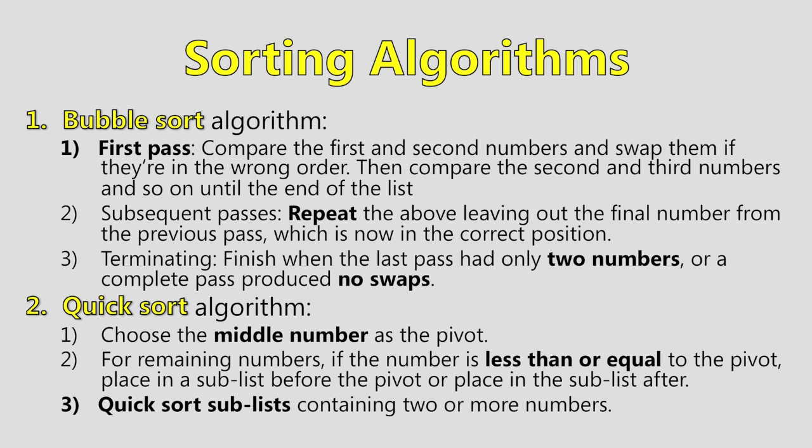Basically, even if there are no swaps, you keep going until you get to a number that you need to swap, so that in each pass the last number will be in the right place, and so on.